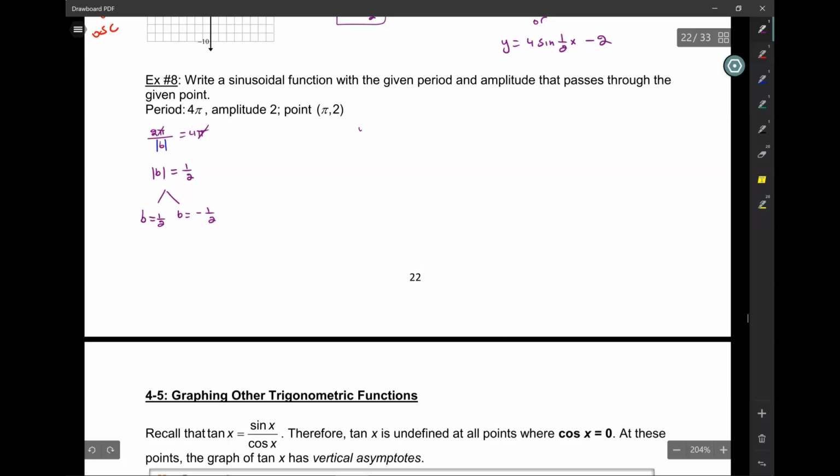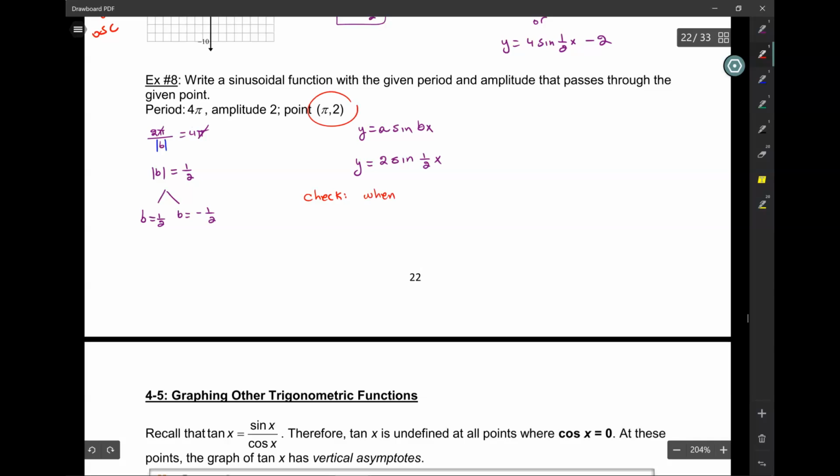So now, what's the formula here? We're just given amplitude and period, so there is no indication that there is a phase shift or a vertical shift. So it's just A sine bx. So y is 2 sine, and the b could either be positive 1/2 or negative 1/2. We don't know, so we're going to have to try it out. So let's do 1/2 x, and let's check.